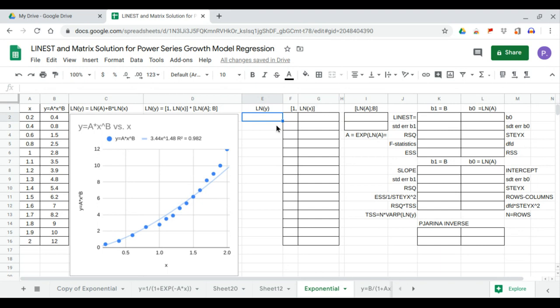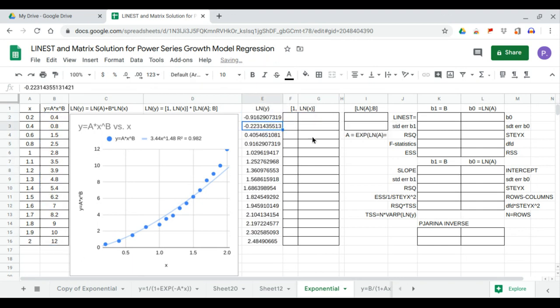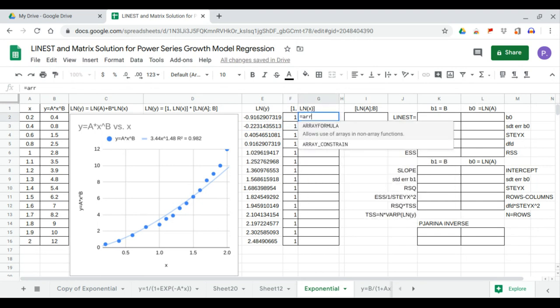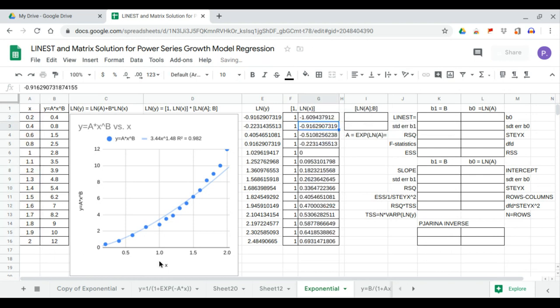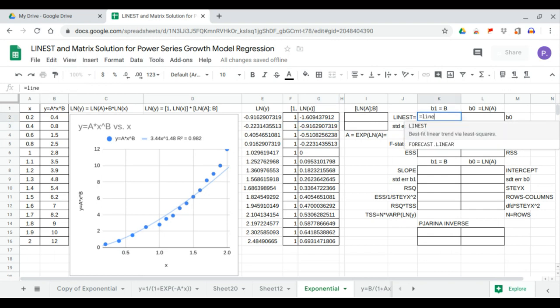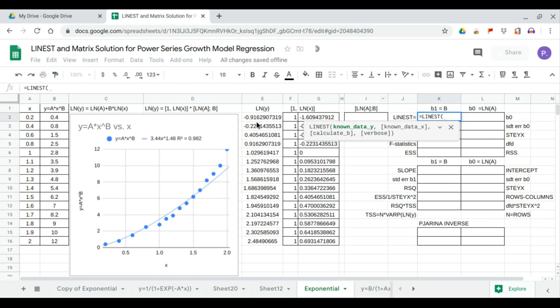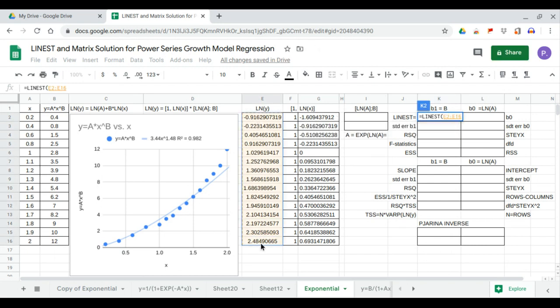So we begin with the ln y values. It is an array formula, ln of the y values. And we fill up the 1 comma ln x matrix. So it is an array formula, ln of the x values. Now that we have transformed our dataset into the linear form, we can use the LINEST. LINEST of data y and data x, and we show the full statistics.